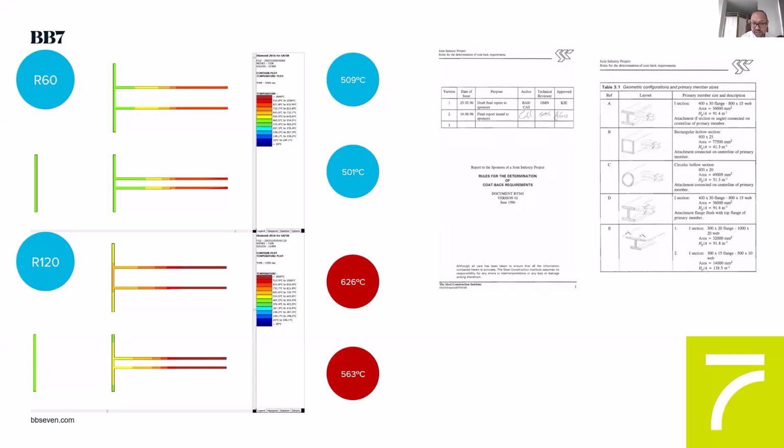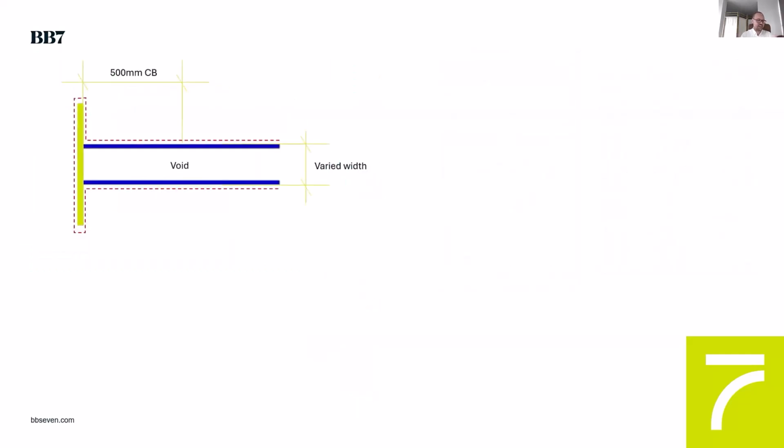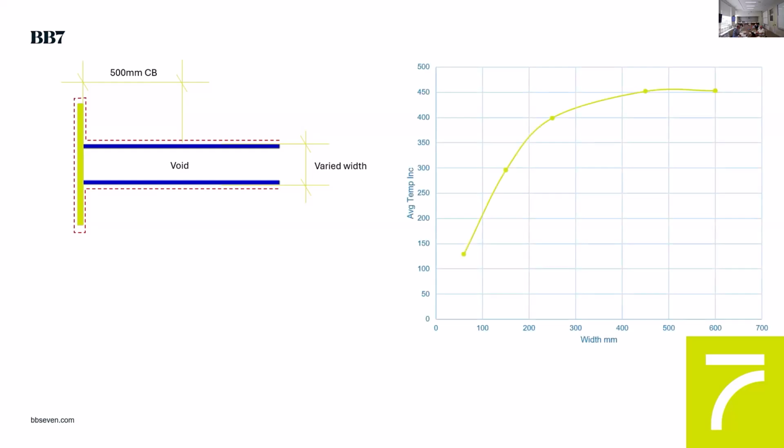If you go back to the work that was done by the SCI, you will note that all the coat back distances are based on a secondary I section framing into a primary. There was never actually a study done on hollows framing in. So this void constraint might well not have been covered in the original research. So we were interested again. We decided we'd run a few tests on just varying the width of the hollow, but leaving everything else as per the original SAFIR model.